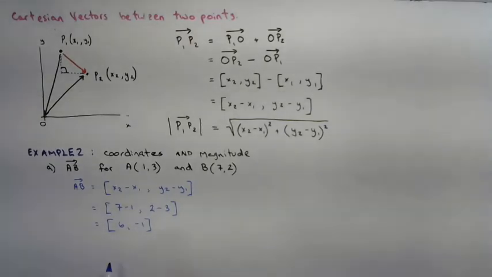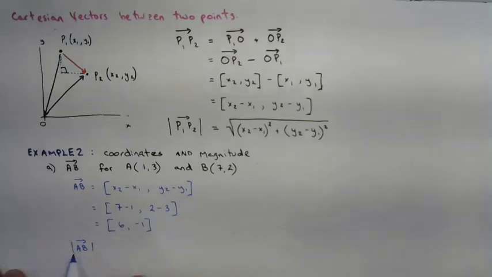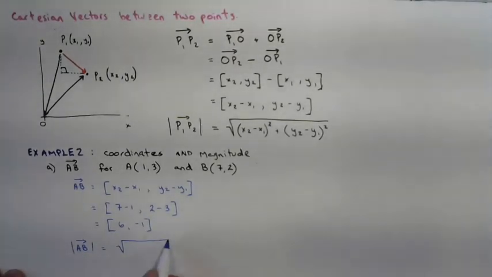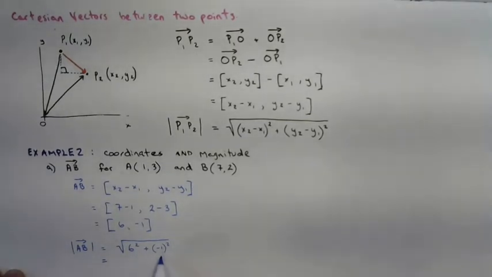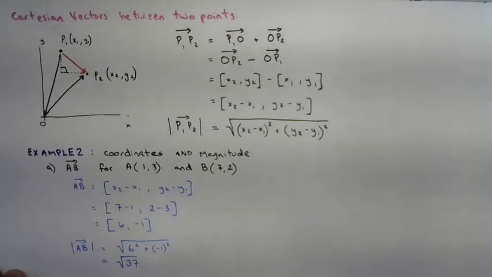Now to get its magnitude, the magnitude of AB is simply the square root of 6 squared plus negative 1 squared. This is 36 plus 1, which is 37. This is going to be radical 37. Done.